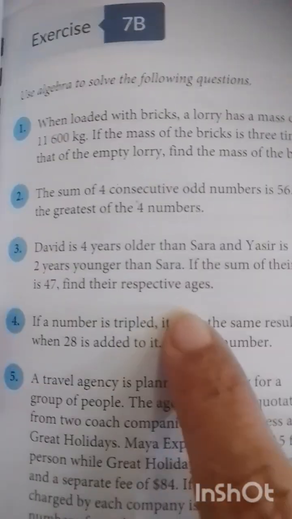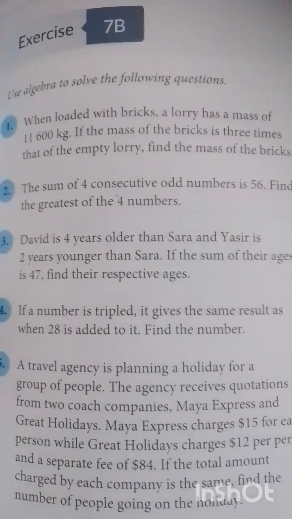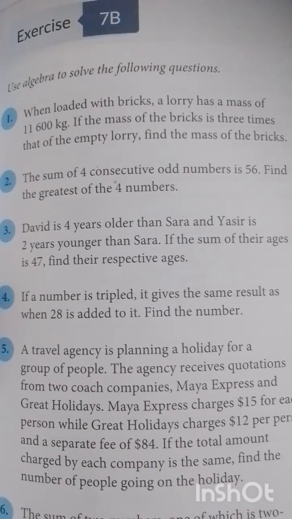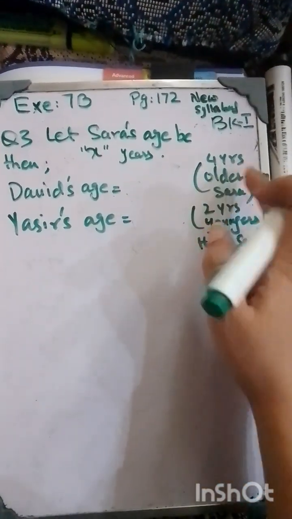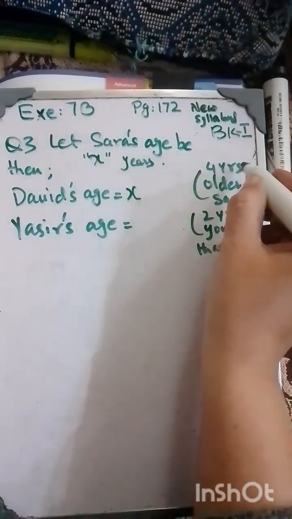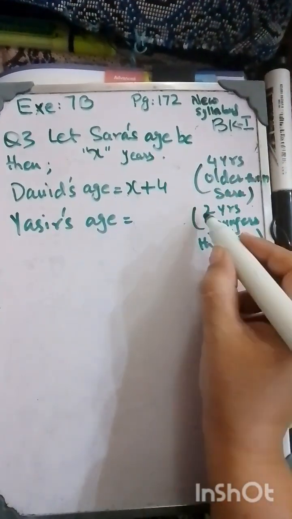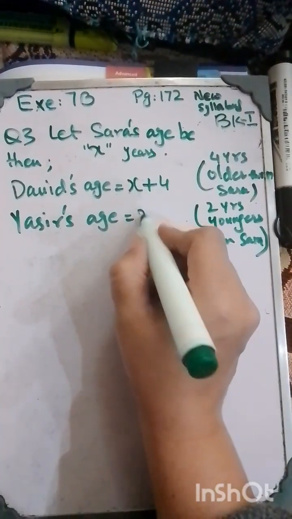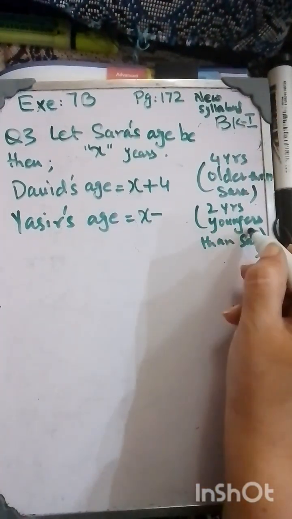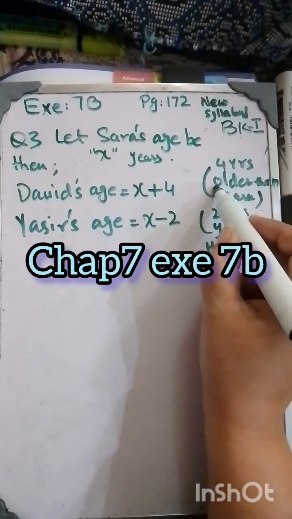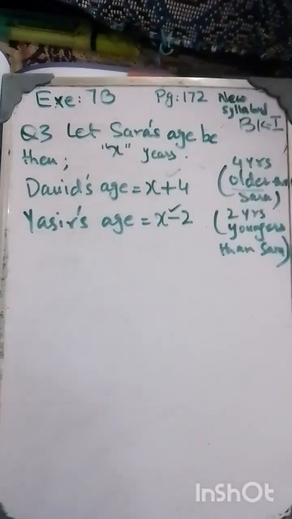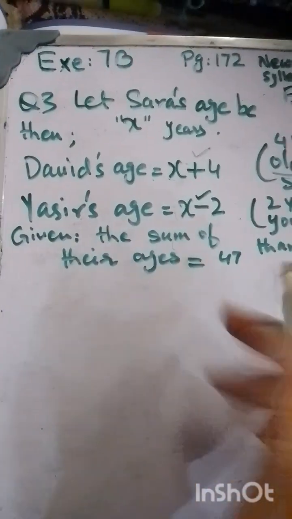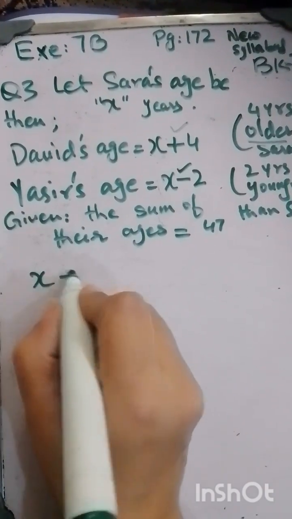Third, they are saying David is 4 years older than Sarah and Yasir is 2 years younger than Sarah. If the sum of their ages is 47, find the age of Sarah. Now assuming David's age, David is older than Sarah, so we'll write x plus 4, and Yasir is younger than Sarah, so we'll write subtract. Alright, assuming Sarah's age equals x.